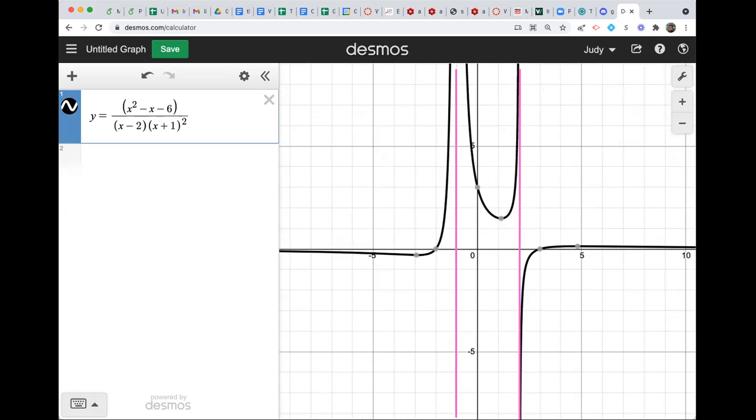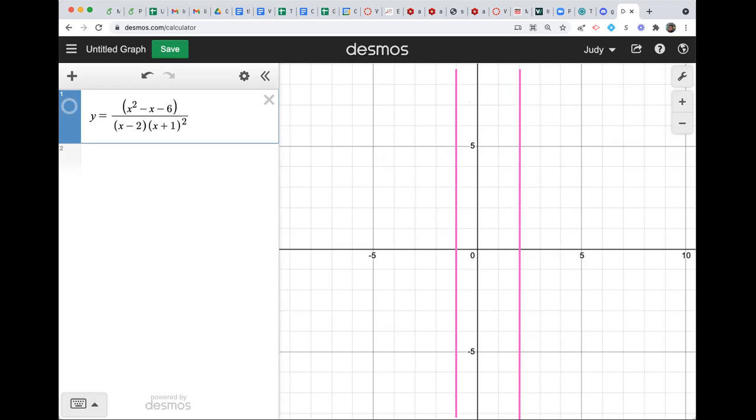If I had a function, let me turn this off for a moment. If I drew a function that crossed a vertical asymptote, maybe if I crossed the vertical asymptote, that might look something like this, right?